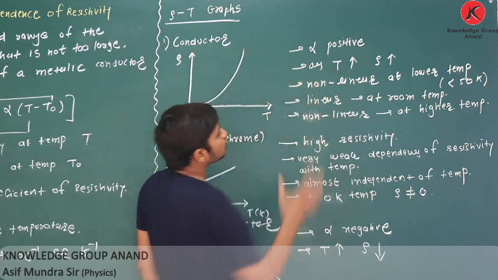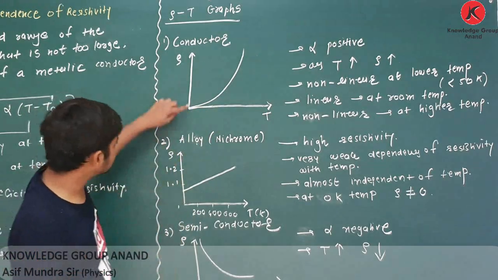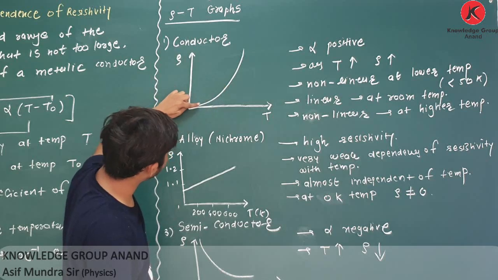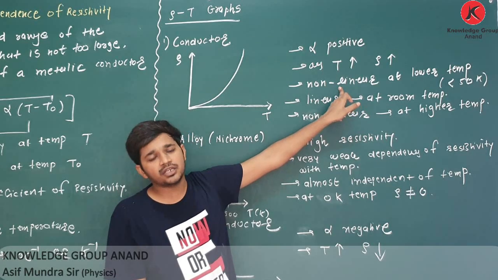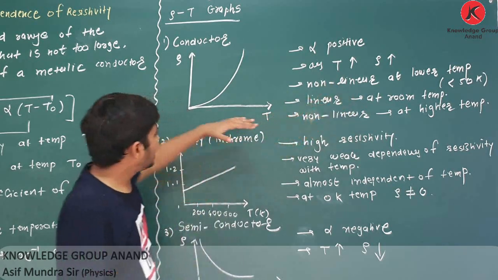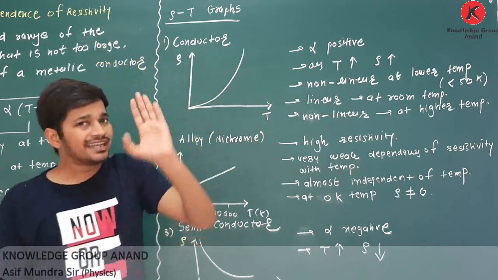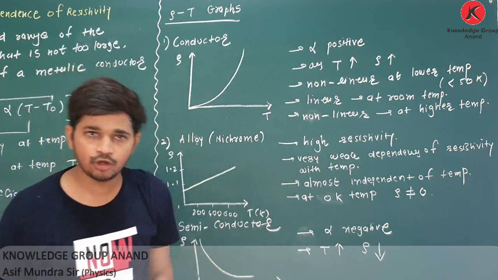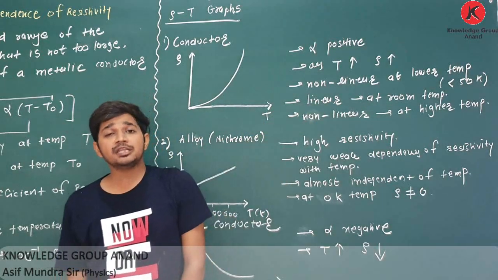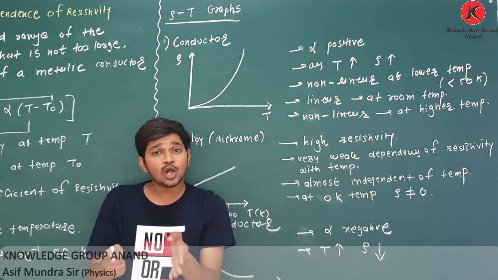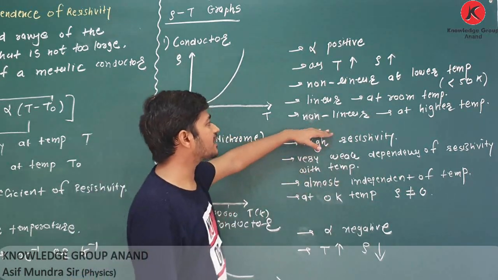See, at lower temperature, the graph is like this. It is a curve. So, at lower temperature, the graph is non-linear, meaning as temperature increases, resistivity is not proportional to it. At room temperature, the graph is linear. Linear means that as temperature increases, resistivity is proportional to temperature. Now at higher temperature, the graph again becomes non-linear.